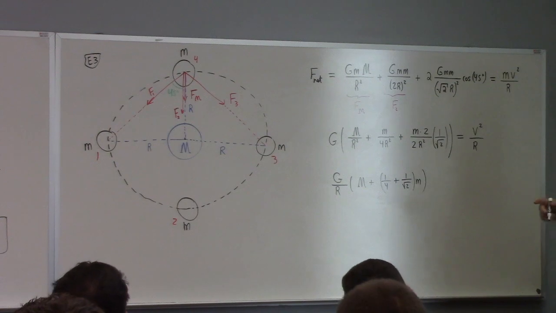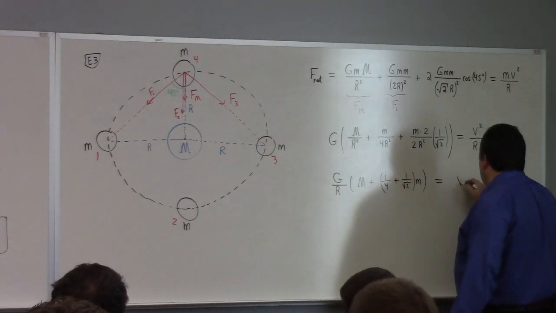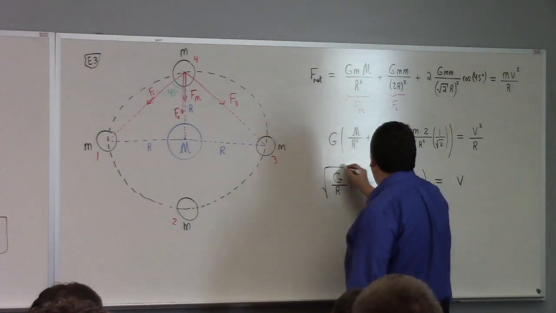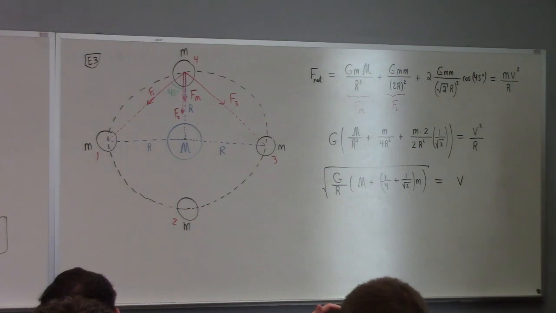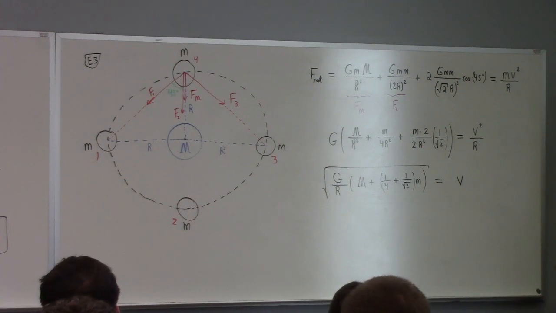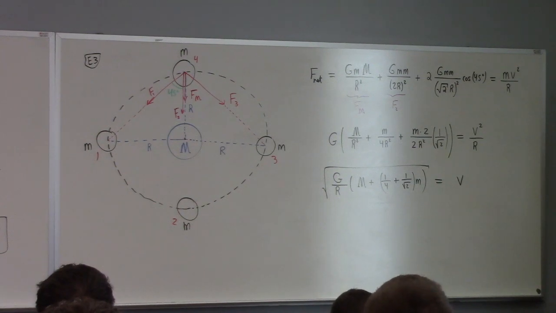So I multiplied by the r, and this is all equal to v squared, so I'm going to square root this thing, and there's the velocity as a function of the masses and the radius here. The tighter the radius, the smaller the radius, the faster the velocity of such an orbital system, right? The larger the radius, the slower the velocity. Yeah? Is there a question?